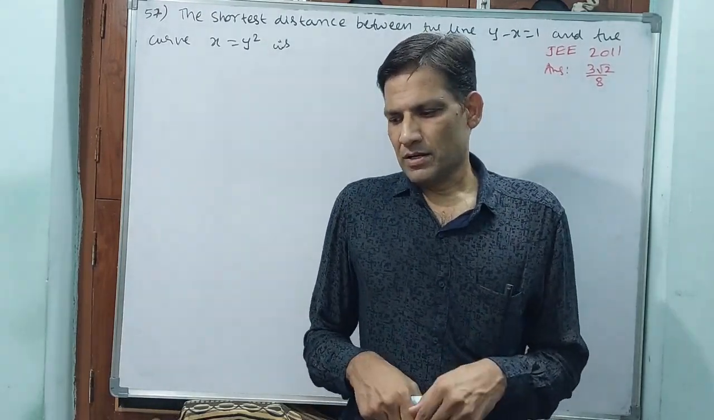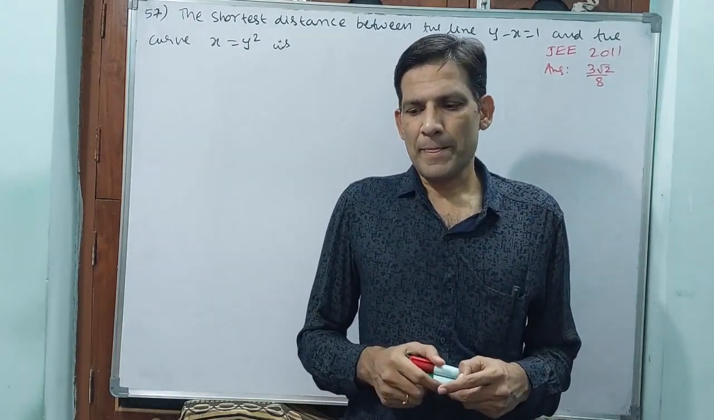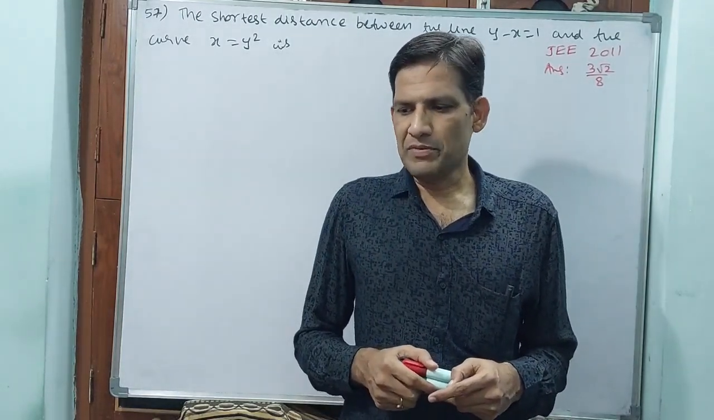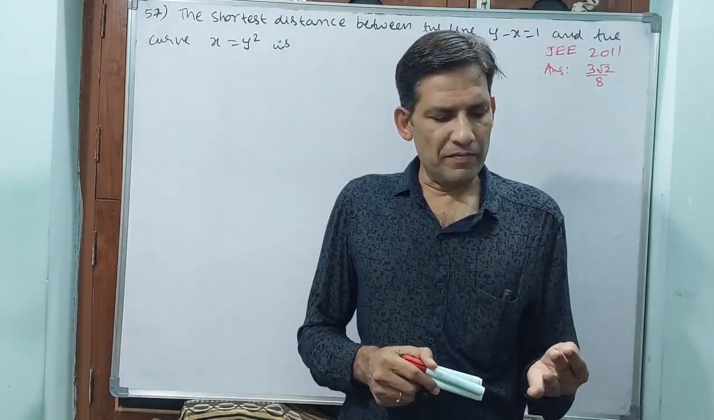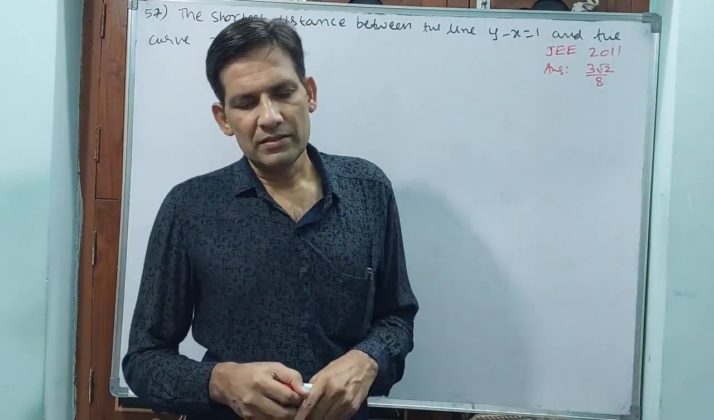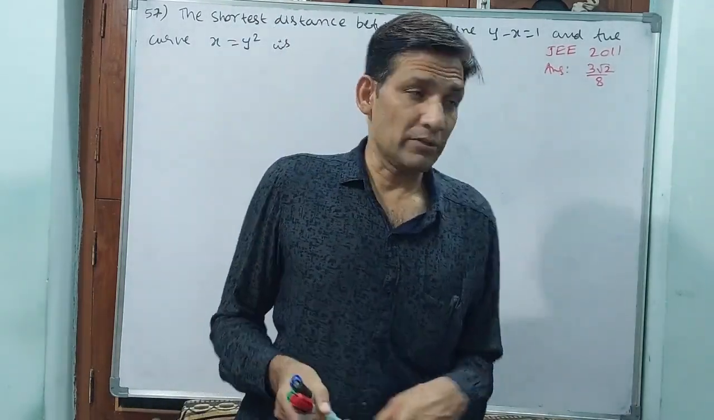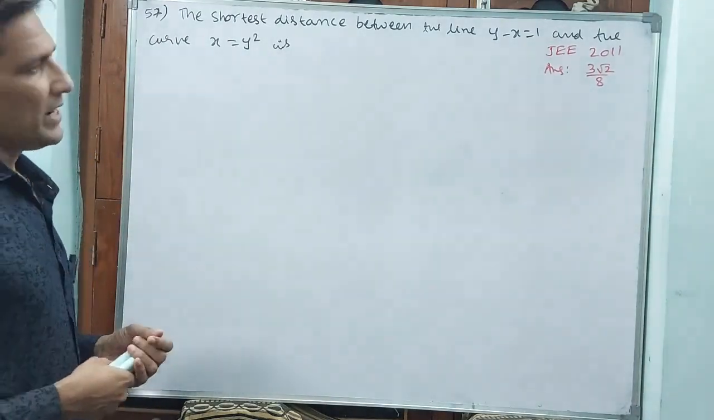In this class we will do questions 57 to 60, that is 57, 58, 59, 60. Four more questions we will do in the next class. See, this is a JEE question. The answer is also written: 3 root 2 by 8.